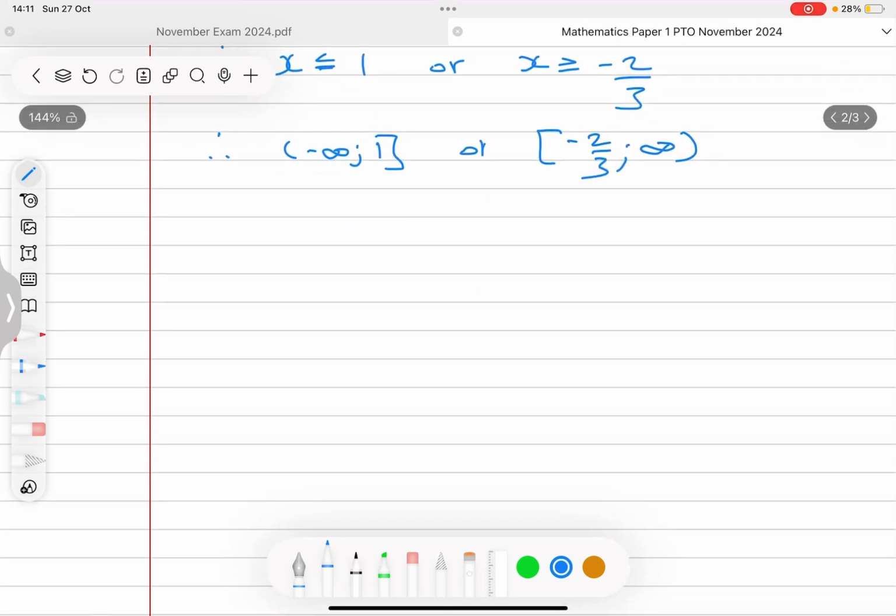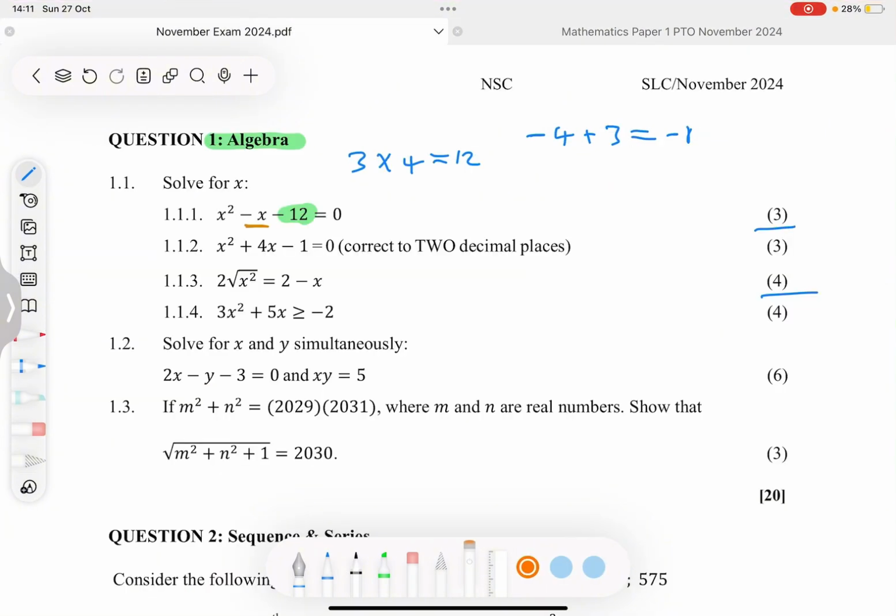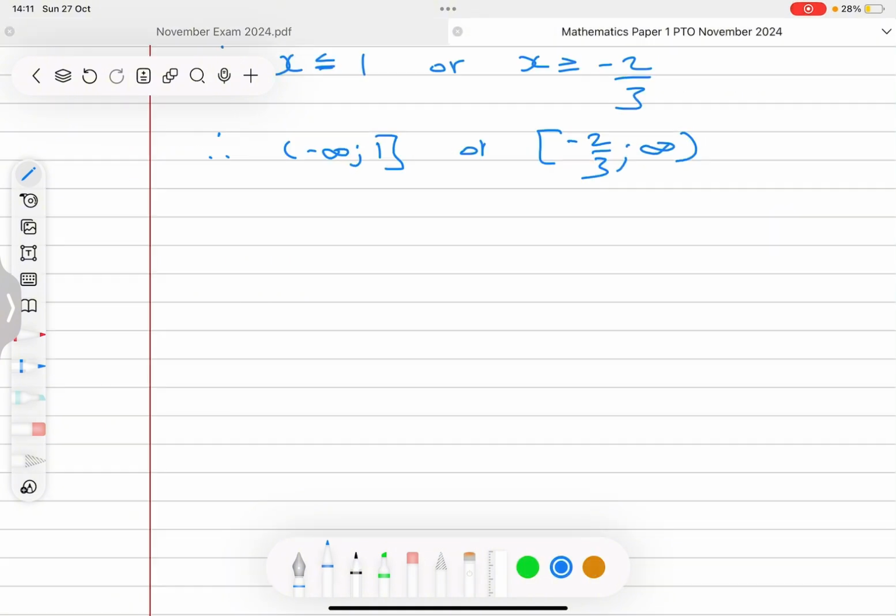The other problem that we have is 1.2, where we're given these two equations to solve simultaneously, right? I'll say 2x minus y minus 3 is equals to 0. I'll call this equation 1. And I'll then have my xy is equals to 5.